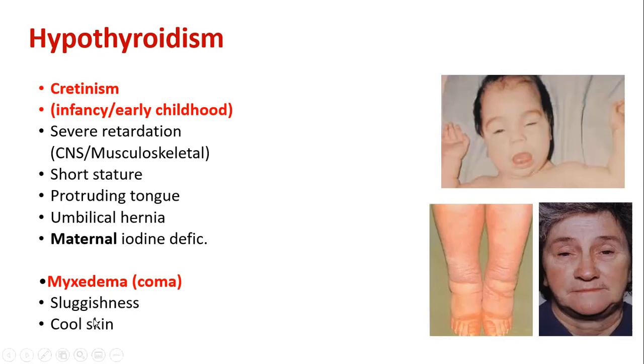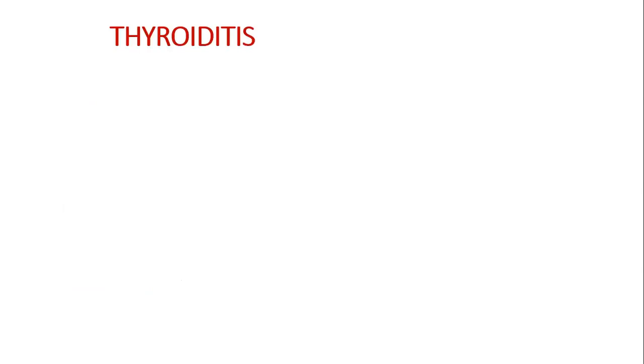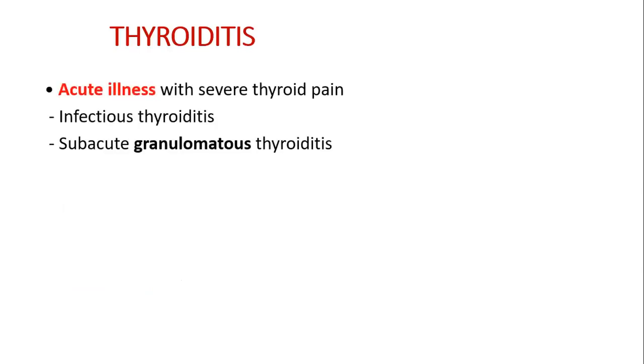Myxedema coma, sluggish, cold skin. You can see the facial expression, an expressionless face, the edema in the lower limb, dry, coarse skin. When you feel these hypothyroid people, the skin will be cold. Okay, this is about hypothyroidism, and let's see, thyroiditis is an acute illness with severe thyroid pain.